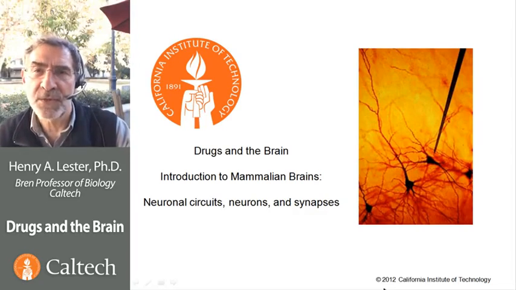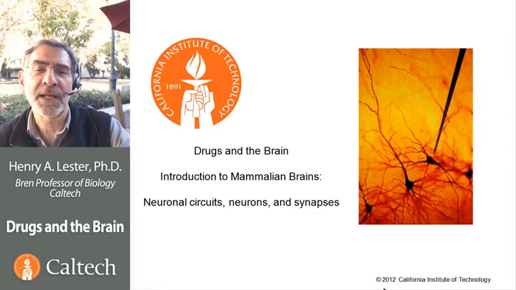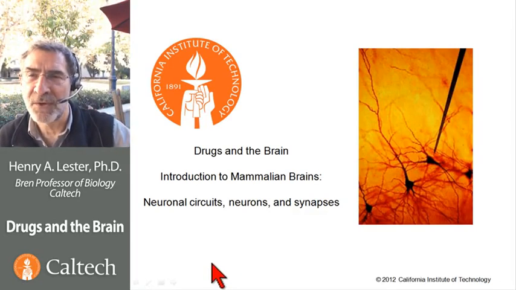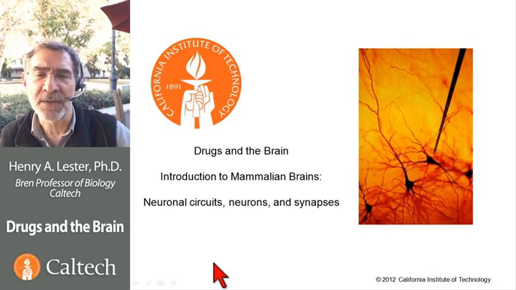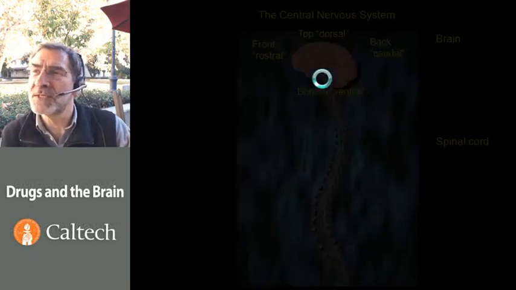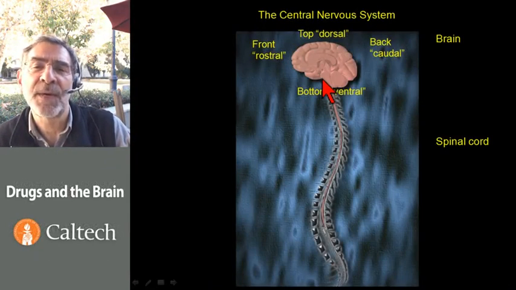And fittingly, since the red door is the nerve center of the Caltech campus, we will be discussing the center of the nervous system today, the brain. So this is an introduction to mammalian brains, neuronal circuits, neurons, and synapses. First, a little bit of an anatomical orientation.